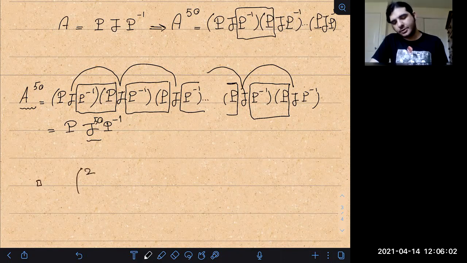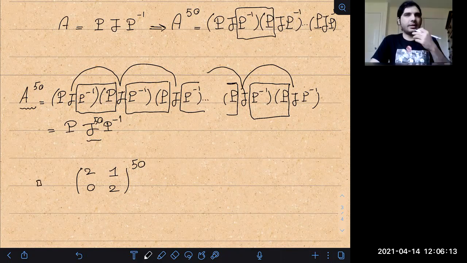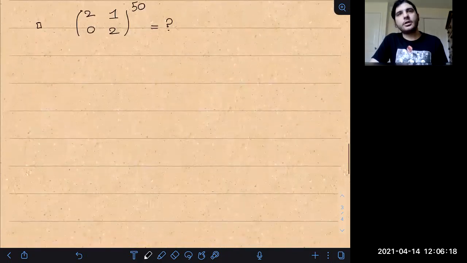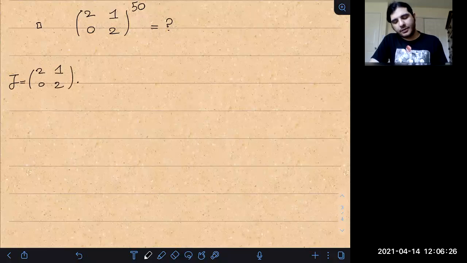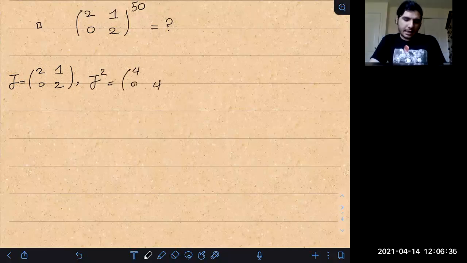Computing the matrix (2, 1, 0, 2) to the power 50 is not hard. This can be done by induction. The idea usually is to look for a pattern. So J to the power 1 is equal to (2, 1, 0, 2). If we compute J squared, we would see it is equal to (4, 4, 0, 4). Yes. So we can look at J cubed.